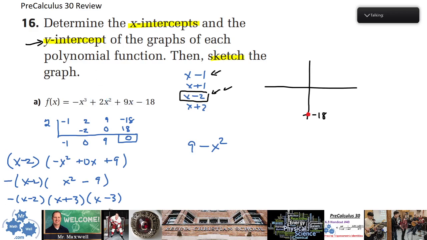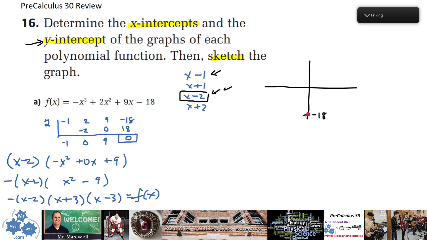I won't do that right now, but I'll just stop and check my algebra here. Okay, so what this gives us now is the f of x. And so I can look at these factors now and I can start to piece together my graph.